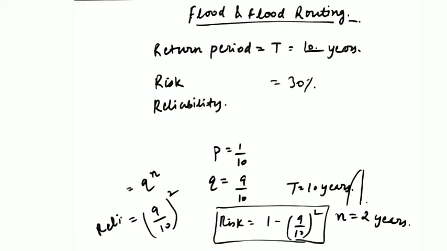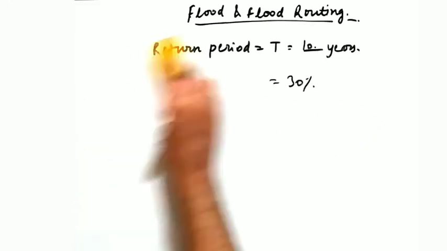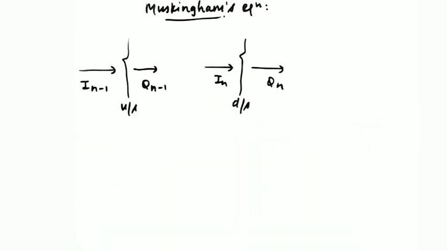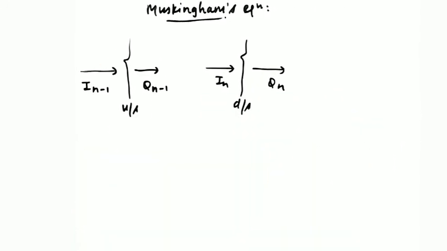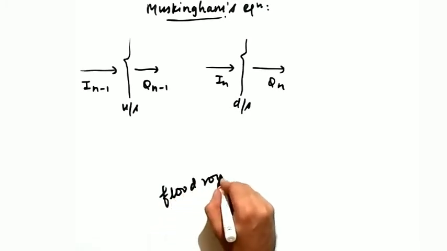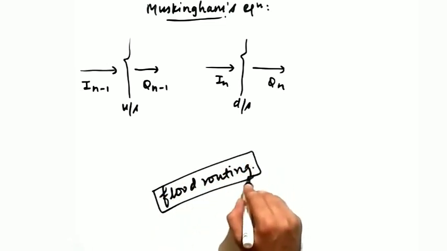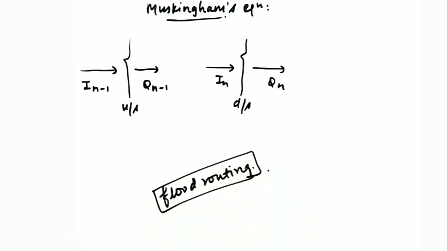So this is all about probability. Now let us move on to Gumbel's method. But before Gumbel's method, let me teach you Muskingum's equation. Muskingum equation is a method of flood routing. It is used to calculate the flow of flood through a particular channel. What is this equation used for, and what are the constants involved in this equation? We will learn all this in this topic.